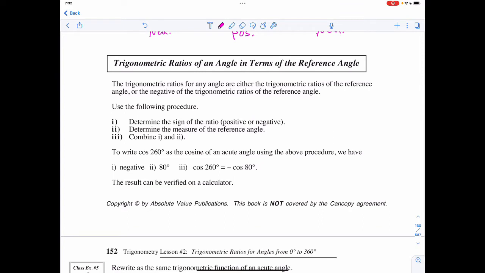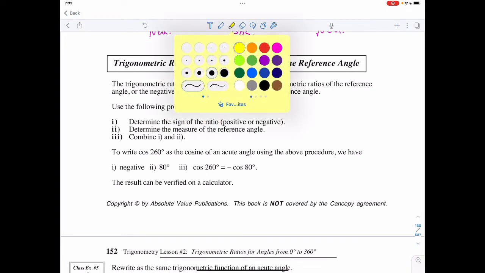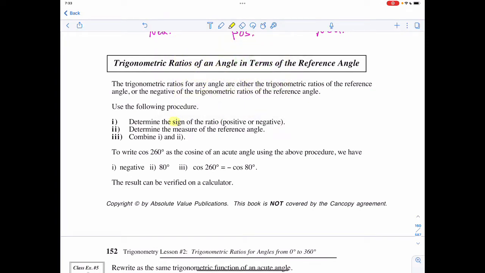When we're doing the trig ratios of an angle in terms of the reference angle, then we need to go through the steps. First, determine the sign of the ratio: based on the quadrant it's in, is it going to be positive or negative using the CAST rule? Then determine the measure of the reference angle, based on how far away it is from the x-axis, and then we combine those two ideas.